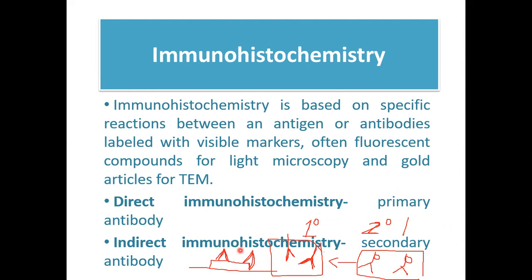So tatandaan nyo, in your indirect, we have two types of antibodies used. We have the primary and the secondary. Guys, sino yung merong label? It's the secondary antibodies. Okay, so guys, si secondary antibody yung may label. So paano ngayon yan? Okay, so ganito yung magiging itsura nila kapag present yung antigen natin sa tissue.